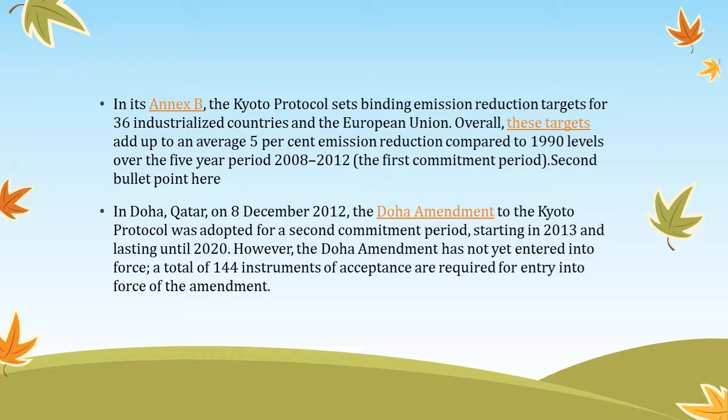So we are done with the first commitment period, which got over in 2012. And then we are also done with the second commitment period, which was done in 2015. In the first commitment period, the target was to add up to an average 5% emission reduction compared to the 1990 level. That was the target, that they will reduce emissions by an average of 5% over a period of 5 years. And the second bullet point here is the Doha Amendment.